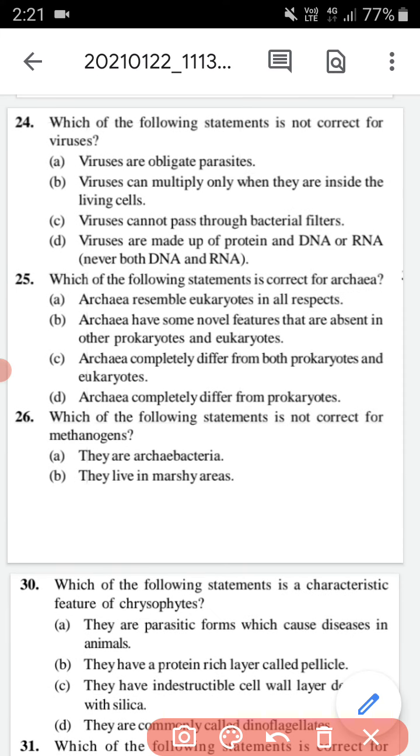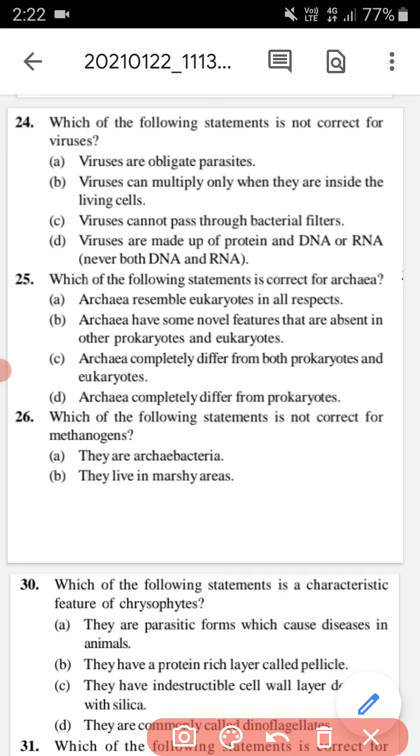Now we move to question number 24. Question number 24 is, which of the following statements is not correct for viruses? So we have to find out the incorrect statement for virus. Okay, let's check. Option A is viruses are obligate parasites. This is correct. Viruses can multiply only when they are inside the living host. This is also right. And option C is viruses cannot pass through bacterial filters. This is wrong. They can pass. Okay. So option C is correct for the given question.